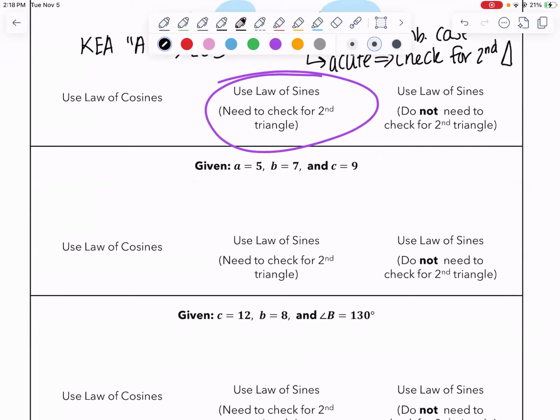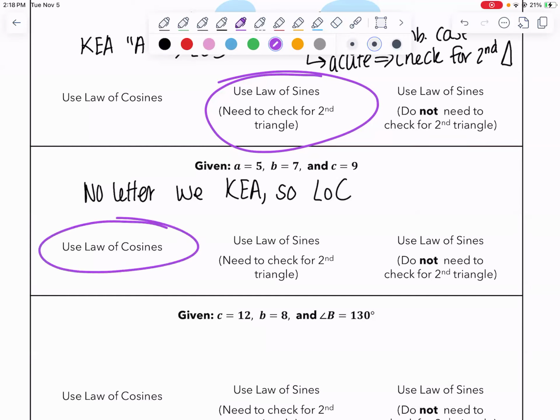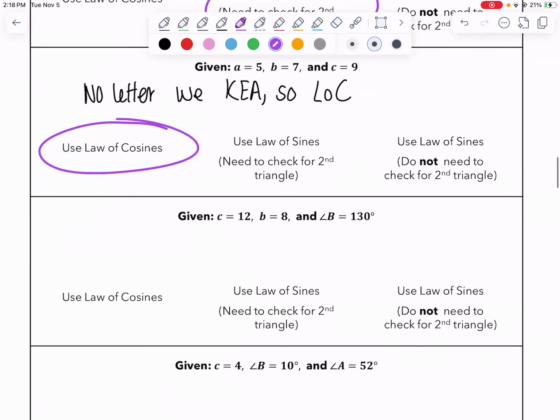All right, this next one, there is no letter we know everything about. We know a is equal to 5, b is equal to 7, c is equal to 9. There is no letter we know everything about, so this is a law of cosines situation. This will be law of cosines because we can't use law of sines. You need to have everything for one of the letters in order to use law of sines. Law of cosines, one solution only.